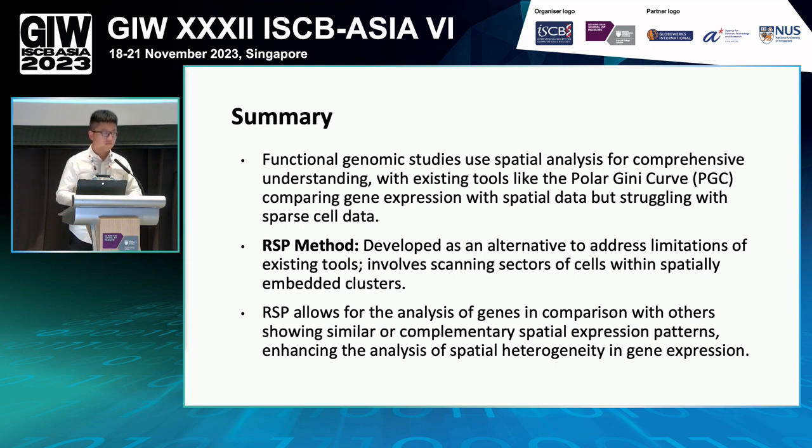experiment, basically what I am looking at here is functional genomic studies. Typically these use spatial analysis for comprehensive description and discovery of gene expressions. Tools such as PGC, polar gene curve, help generate comparisons of gene expressions with spatial data. However, these tools struggle with low coverage genes, because as the coverage decreases, the gene expression distributions among cells become sparser.